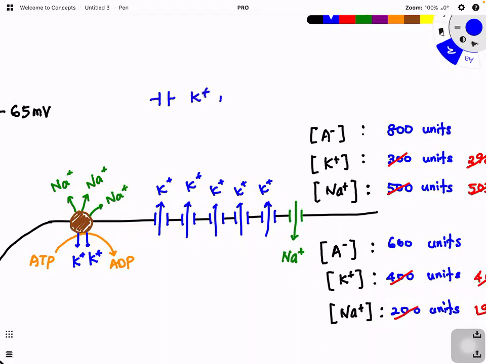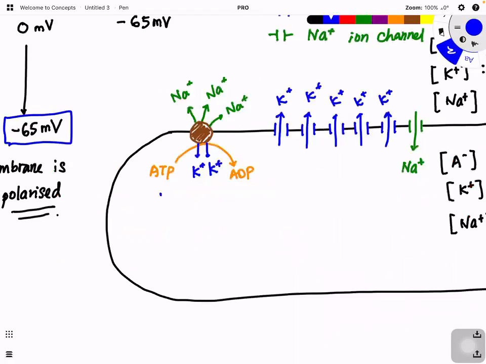Okay, so I want to write it down here so that this symbol is the potassium ion channel. Okay, and green color, this is the sodium ion channel. So non-gated, always remember, non-gated, voltage independent. So facilitated diffusion takes place. This part involves active transport. This part involves facilitated diffusion.